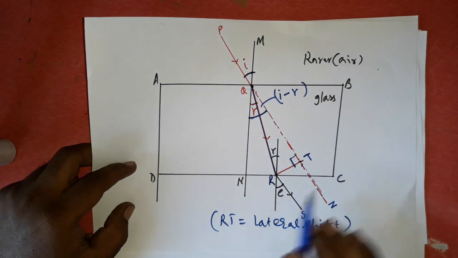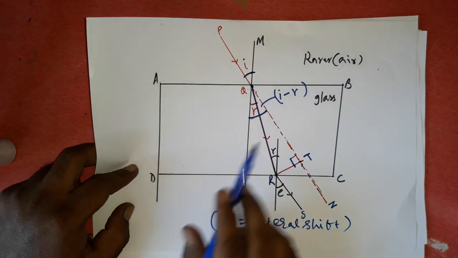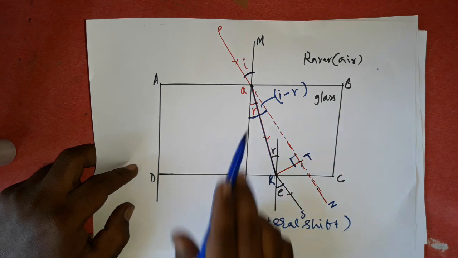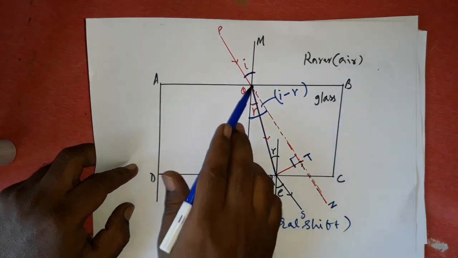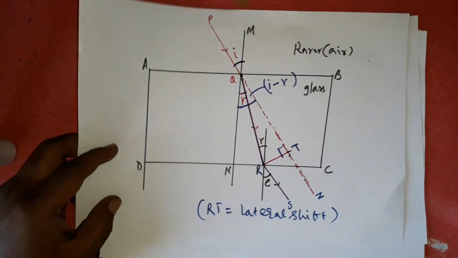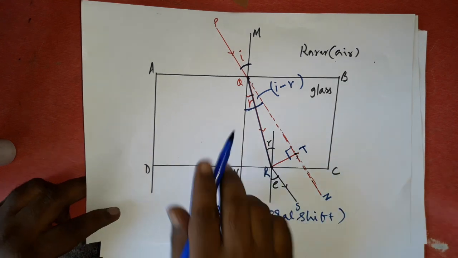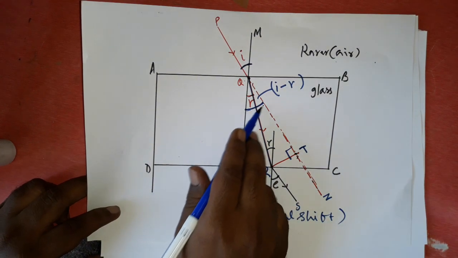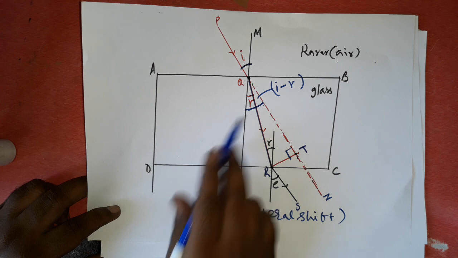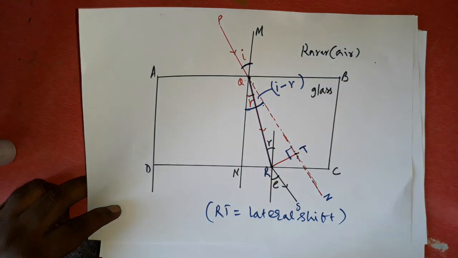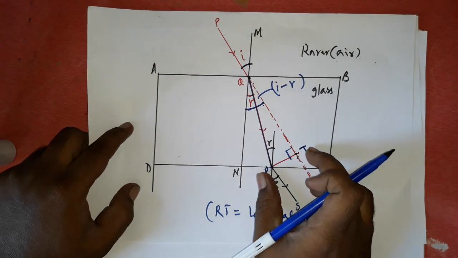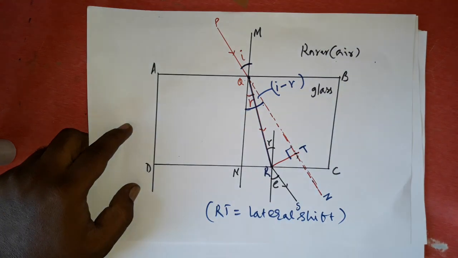What I want is RT, and I know this hypotenuse I can calculate. How to calculate, I will explain to you. This angle is i minus r. Then what is cos(i minus r)? Cos(i minus r) is nothing but adjacent by hypotenuse.